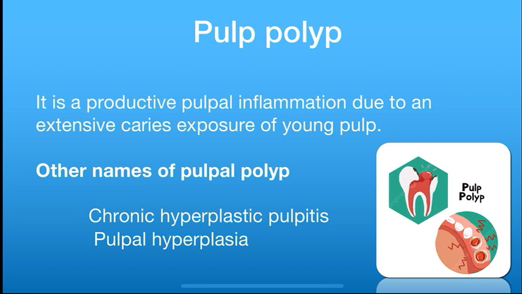So what is a pulp polyp? It is a productive pulpal inflammation due to an extensive carious exposure of young pulp. The other names for pulp polyp include chronic hyperplastic pulpitis and pulpal hyperplasia.